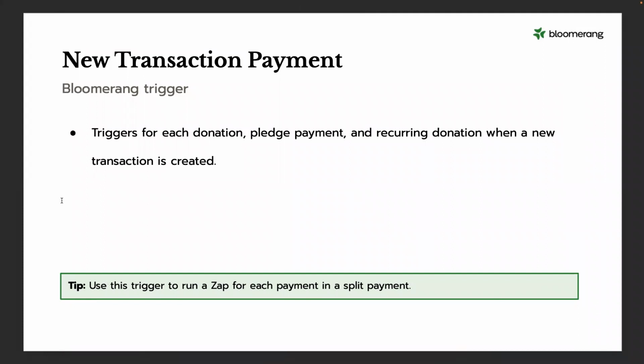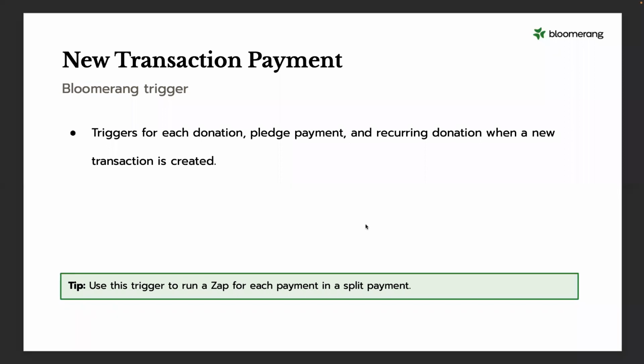New transaction payment triggers a Zap to run when you create a transaction and save it, but only for donations, pledge payments, and recurring donation payments. So your revenue transactions. So unlike the new transaction trigger, which will trigger to run once a transaction is created, the new transaction payment triggers to run for each payment of a newly created transaction. So we use this trigger when we need to run a Zap for each payment individually when a transaction has multiple split payments. And once I demo this in Zapier, we're going to walk through a couple of use cases of how a transaction entered in Bloomerang would look different under the new transaction trigger versus the new transaction payment trigger.